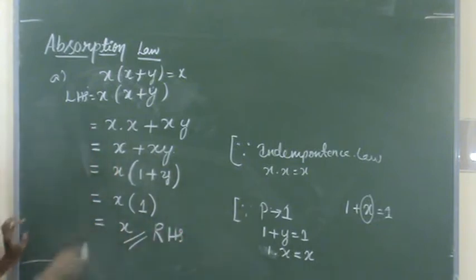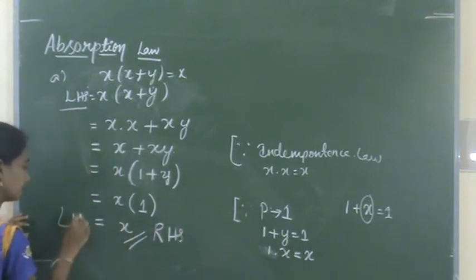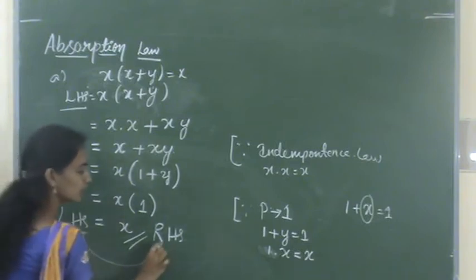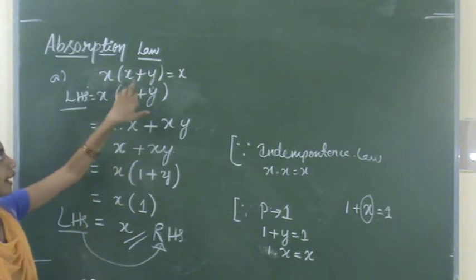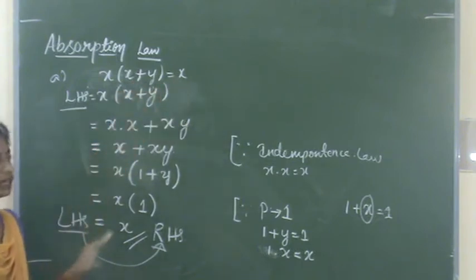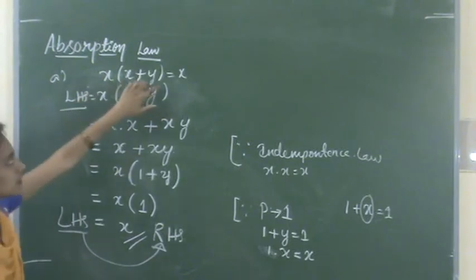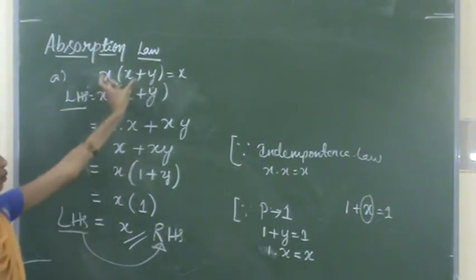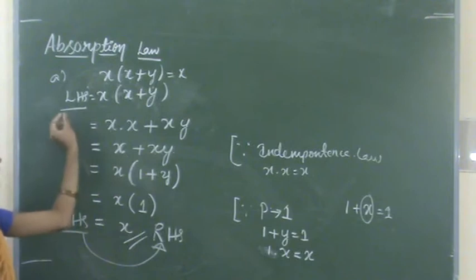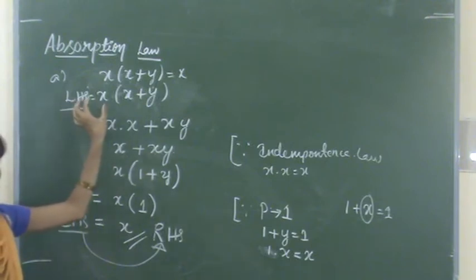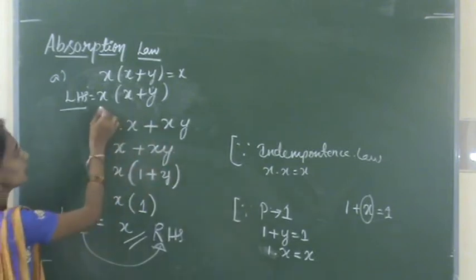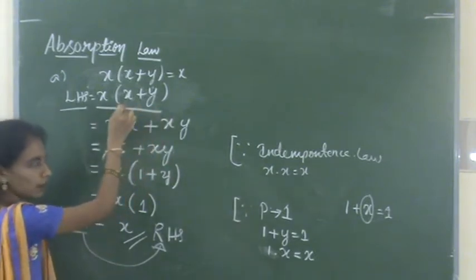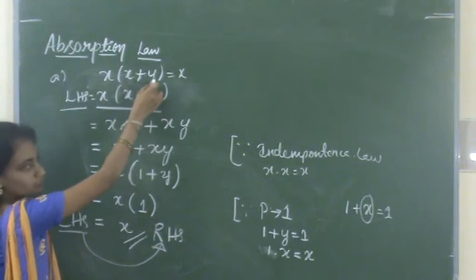So we can prove that LHS is equal to RHS. Hence we can prove that x into (x plus y) is equal to x. So listen carefully, I will explain once again. Here in this equation I am taking only the LHS part, meaning the left hand side part; RHS means the right hand side part. So I am taking only the LHS part, that is x into (x plus y).